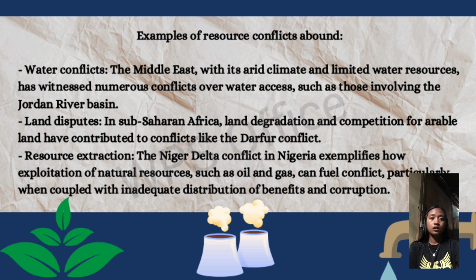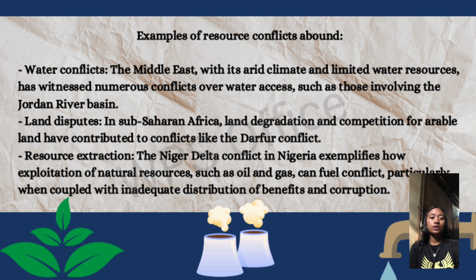Next are examples of how resource conflicts arise. Water conflicts. So the Middle East, with its arid climate and limited water resources, has witnessed numerous conflicts over water access, such as those involving the Jordan River basin. Next is land disputes. So in sub-Saharan Africa, land degradation and competition for arable land have contributed to conflicts like the Darfur conflict.